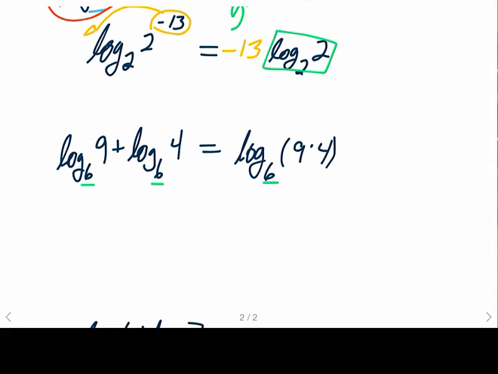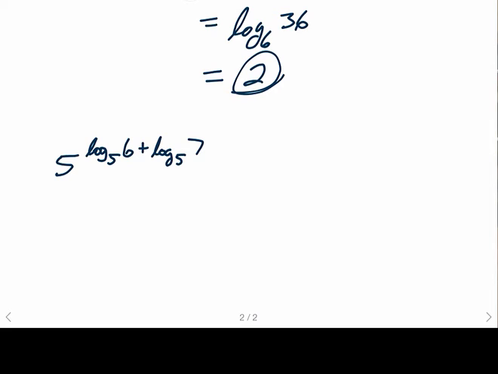And notice the base is still 6. Now, inside the parentheses, log base 6 of 36 is 9 times 4. And that you can do in your head. Log base 6 of 36, the exponent on 6 that gives 36 is 2. And there it is.